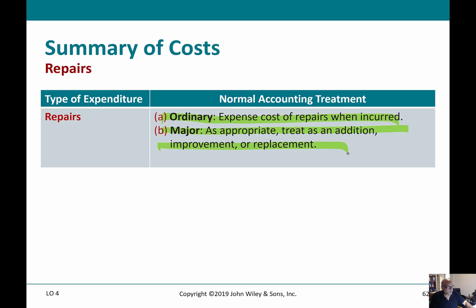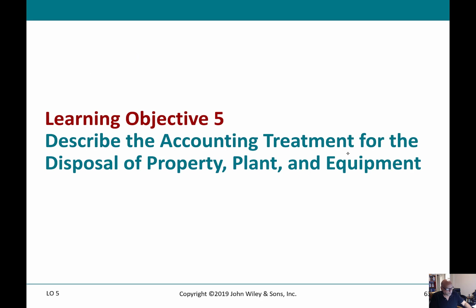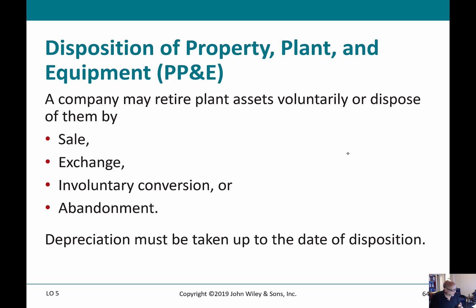Okay, good. That takes us up now to how to deal with the sale of our property, plant, and equipment. We've been dealing with exchanges already, but let's see what happens if we have an involuntary conversion or an abandonment, and let's see if we just have a straight sale. We're not exchanging it for another asset.